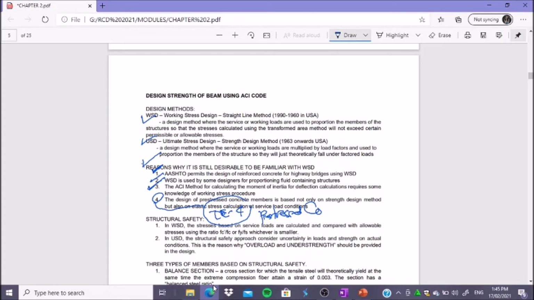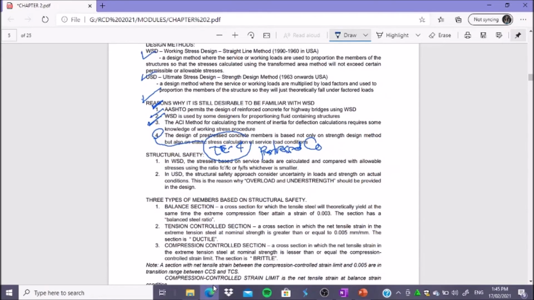Okay. Now, sabi dito, structural safety and serviceability tests based on service load are calculated and compared with allowed stress using ratios nila. Ito ang ratio nila. Or kaya ito. Actually, sa WSD. Okay. Yung WSD, hindi yan ang mga lang natin. In USD, the structural safety approach considers uncertainty in load and strength. And actually, that is the overload and understrength. Okay, this is the very reason.